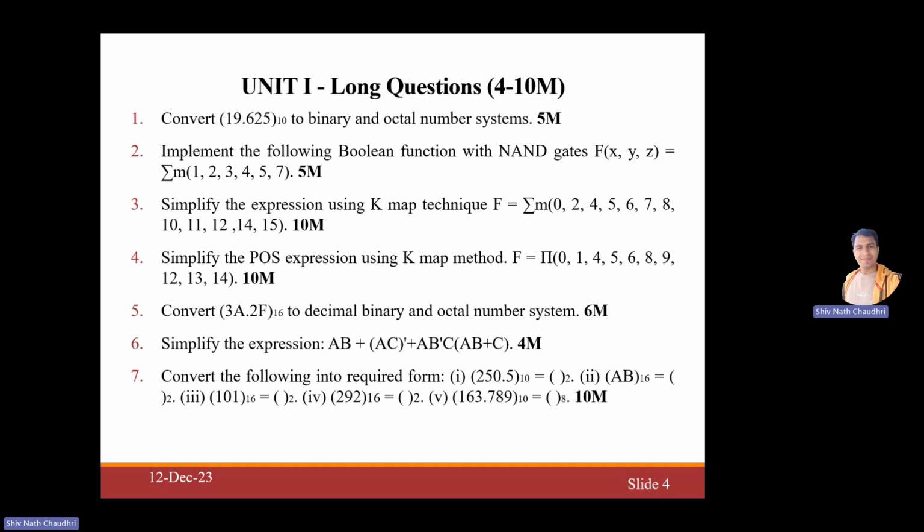You can simplify this expression using K-map. You can also simplify the same expression using Boolean algebra rules. In the seventh question, the number conversion is asked for 10 marks, just divided into 2, so there are 5 conversions. So this is one way to ask the number conversion for 10 marks.